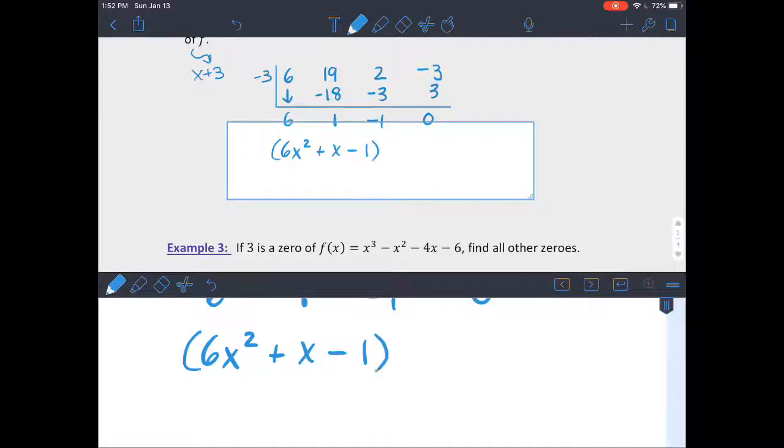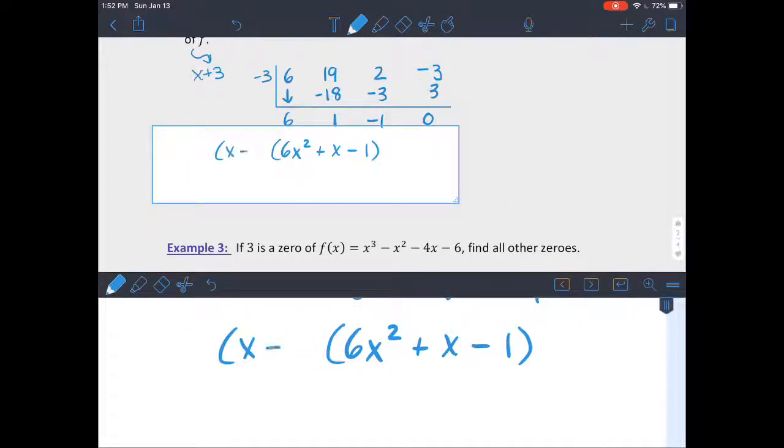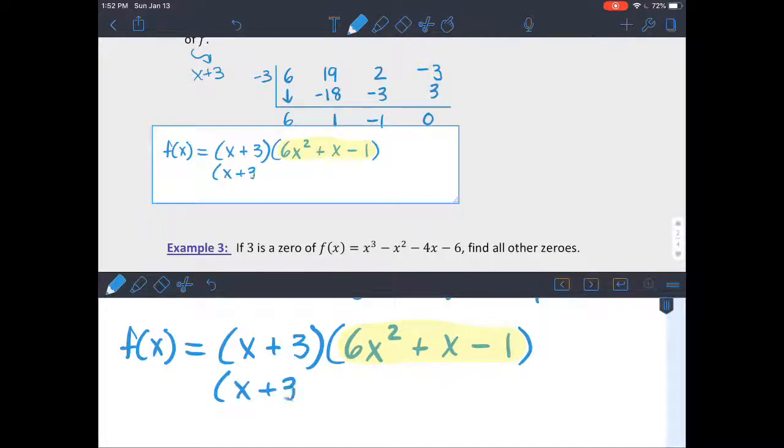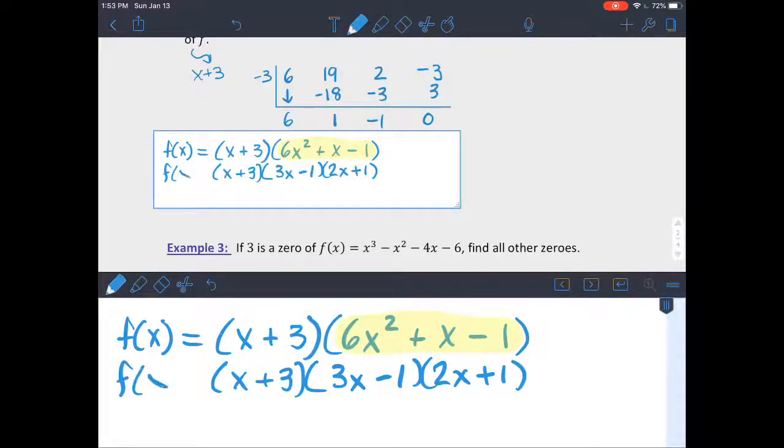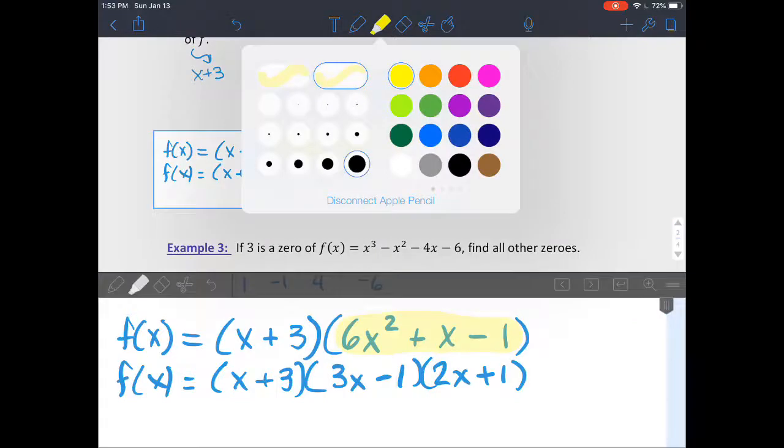So that original polynomial, we factored it into x plus 3 times that quadratic factor we just got. We can even factor it further. If we're factoring it into linear factors like the directions say, that means they need to be factors of x to the first power. So we could do a little guessing and checking. Factor that 6x squared. That's 3x and 2x. 3x minus 1, 2x plus 1. So the original polynomial is equal to those three linear factors being multiplied together.